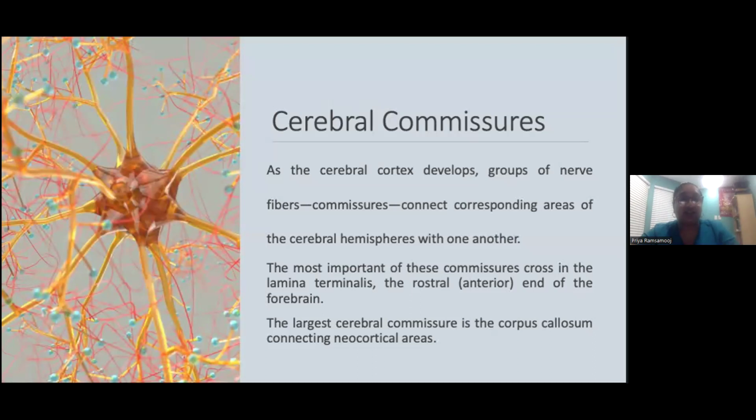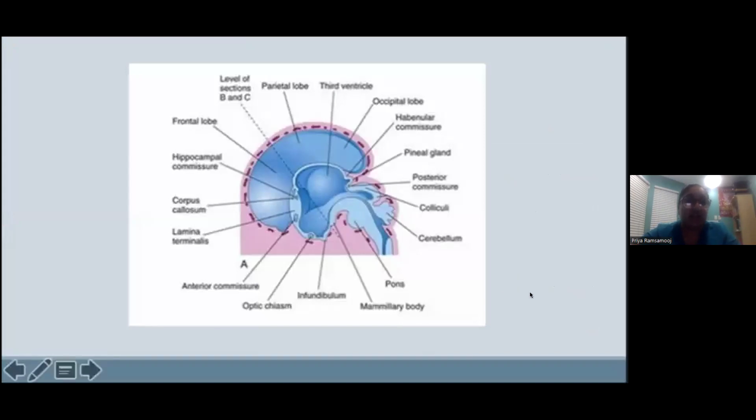We know that the largest cerebral commissure is the corpus callosum, which connects your neocortical areas. Initially, the corpus callosum lies in the lamina terminalis, but as fibers are added to it, as the cortex enlarges, it gradually extends beyond the lamina terminalis, and you have a third commissure developing, right? We'd see the rest of these commissures in your next picture. As we can see here, you have the corpus callosum, as I outlined, being the largest. You also have your anterior, your posterior, as well as your hippocampal commissure.